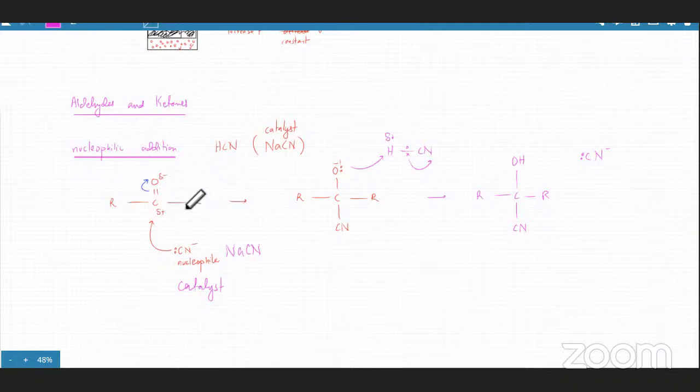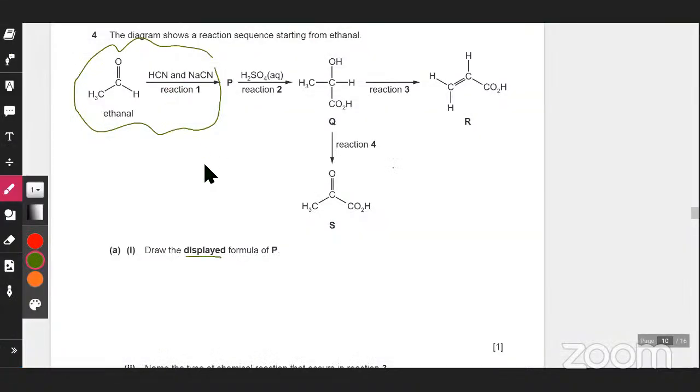Whenever you have C double bond O, but only in an aldehyde or a ketone, CN minus comes along and attaches to the carbon atom. The double bond electrons get repelled. So you get an O minus over here with its lone pairs, and they then attract the H positive. And when they approach the H positive, the electrons over here get repelled. So CN minus is reformed. That's your first step to this reaction. This is nucleophilic addition, aldehydes and ketones. So we have to draw the displayed formula of this molecule.